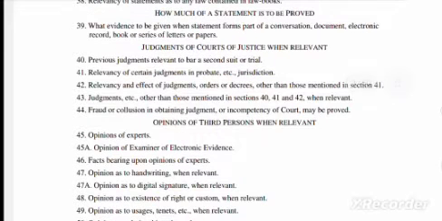Judgments of courts of justice when relevant: Section 40, previous judgments relevant to bar a subsequent suit or trial. Section 41, relevancy of certain judgments in probate, etc. jurisdiction. Section 42, relevancy and effect of judgments, orders or decrees other than those mentioned under Section 41. Section 43, judgments, etc. other than those in Sections 40, 41, 42, when relevant. Section 44, fraud or collusion in obtaining a judgment or incompetency of court may be proved.